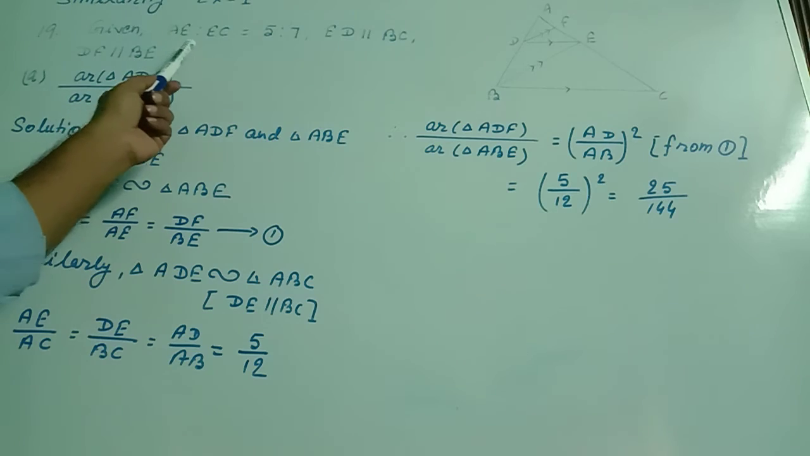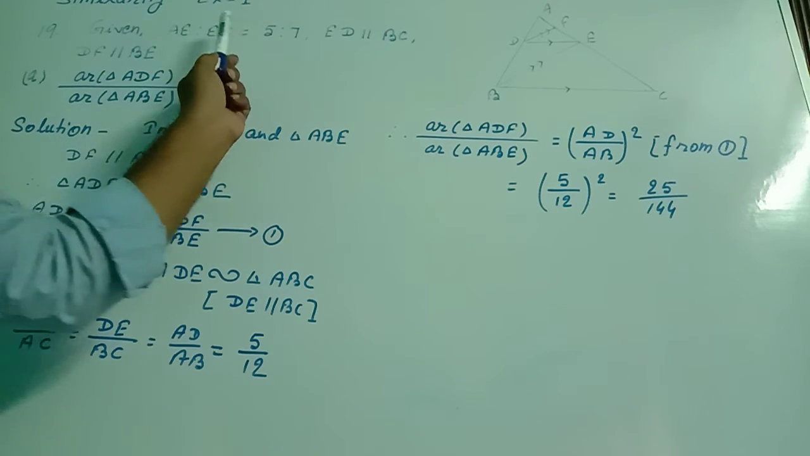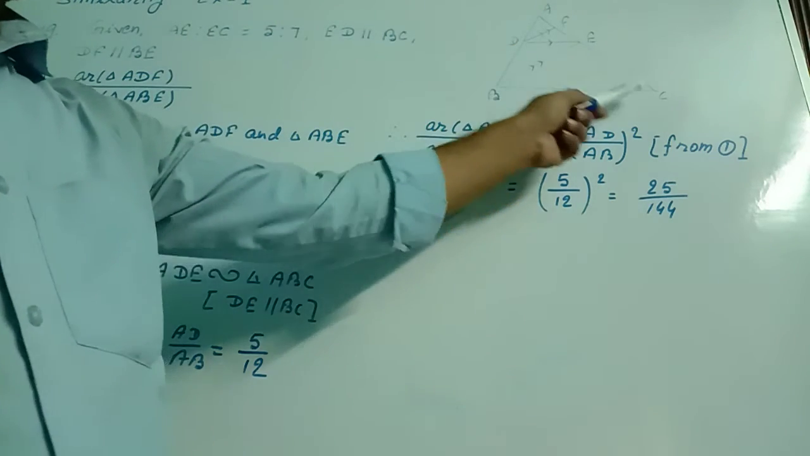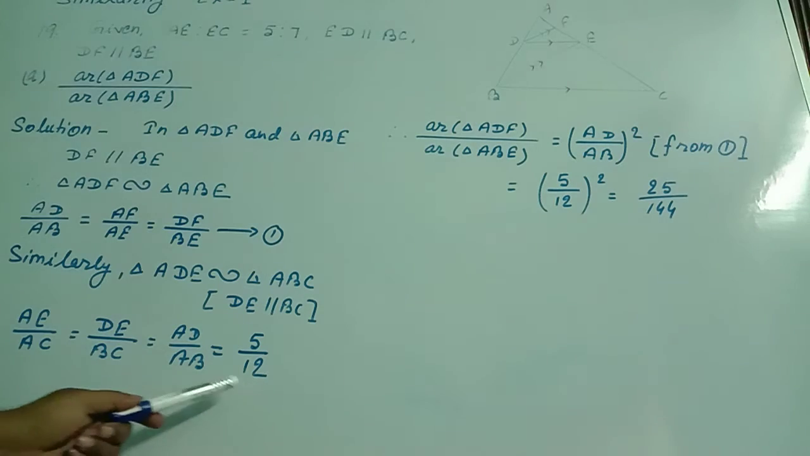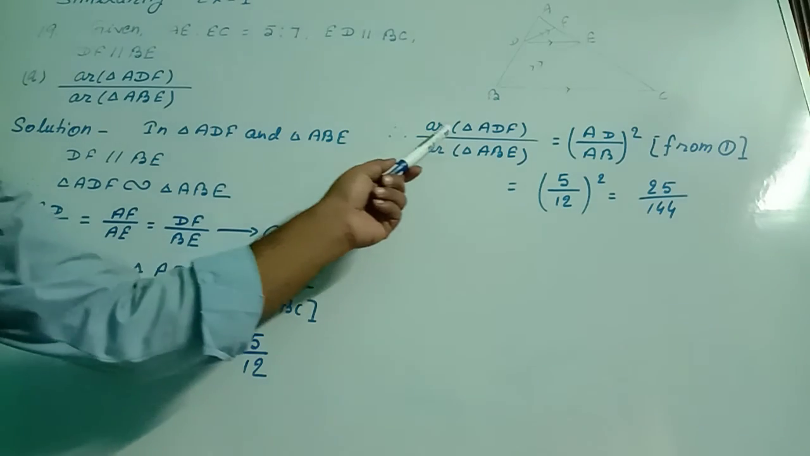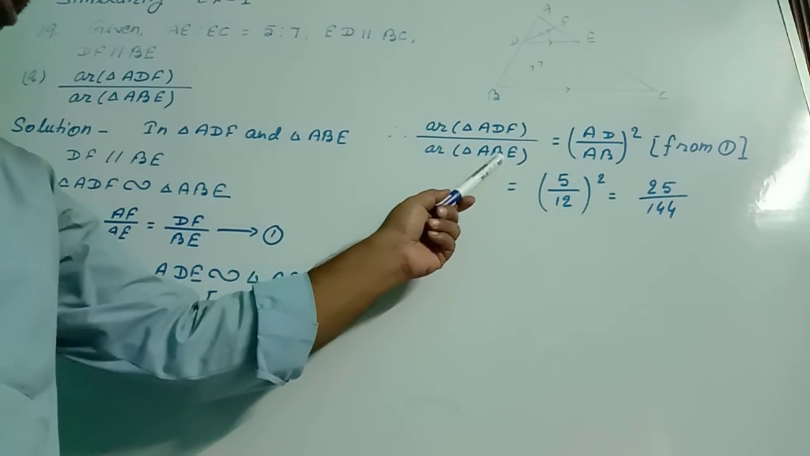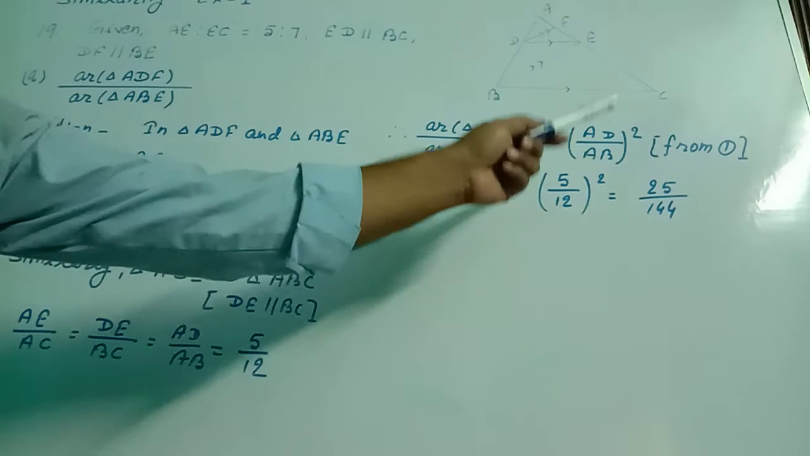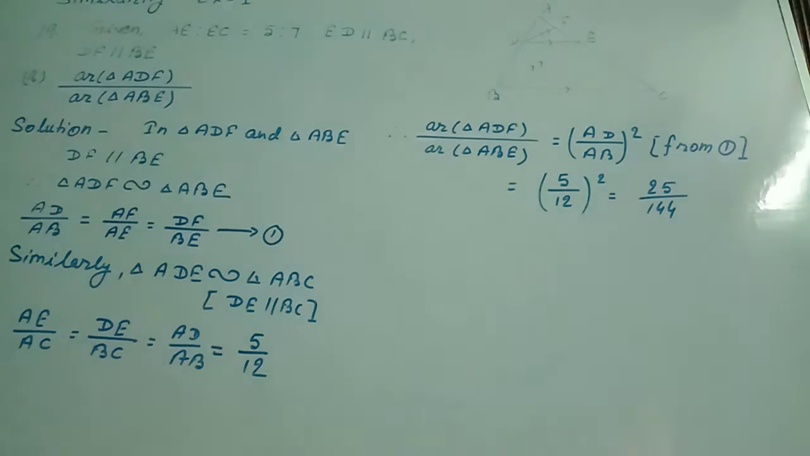AE by AC we can find, AE is 5 and AC will be 5 plus 7, 12. So I wrote here 12. So what are we seeing? That AD by AB is here and AD by AB is here. So AD by AB became 5 by 12. So from equation 1 we can write now area of triangle ADF by area of triangle ABE equal to AD by AB whole square from 1. This value I kept 5 by 12 whole square, that is equal to 25 by 144.